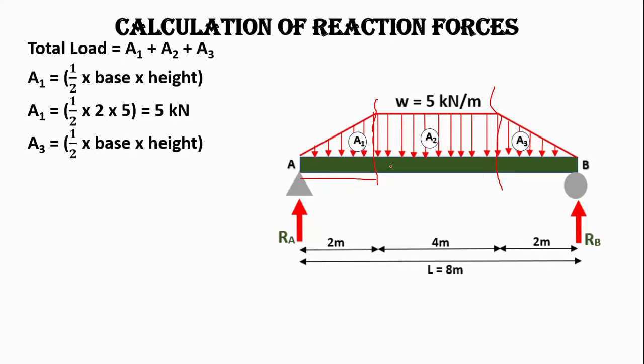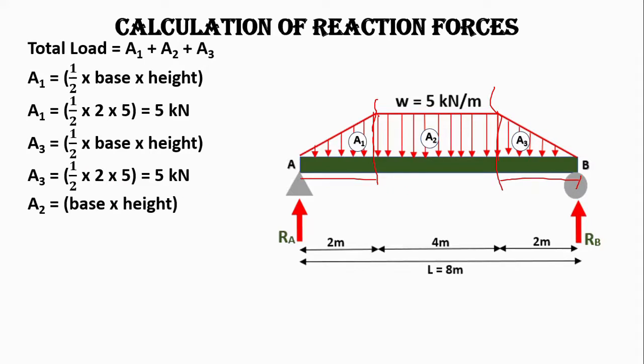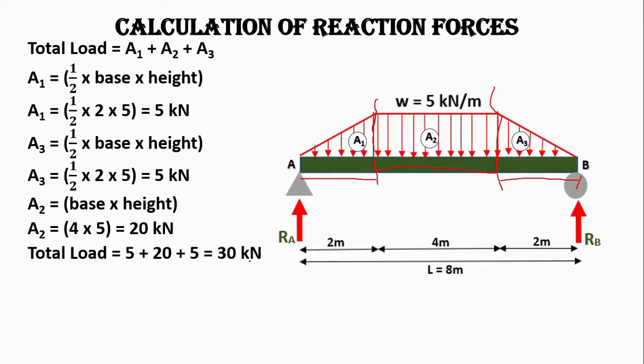Similarly for A3, this is also a triangle with base 2 meter and height of 5 kilonewton per meter. So A3 is also 5 kilonewtons. And this is the rectangle with base 4 meter and height of 5 kilonewtons per meter, and the area of rectangle is base into height. So A2 will be 20 kilonewtons. Now add these three to get the total load, that is 30 kilonewtons.